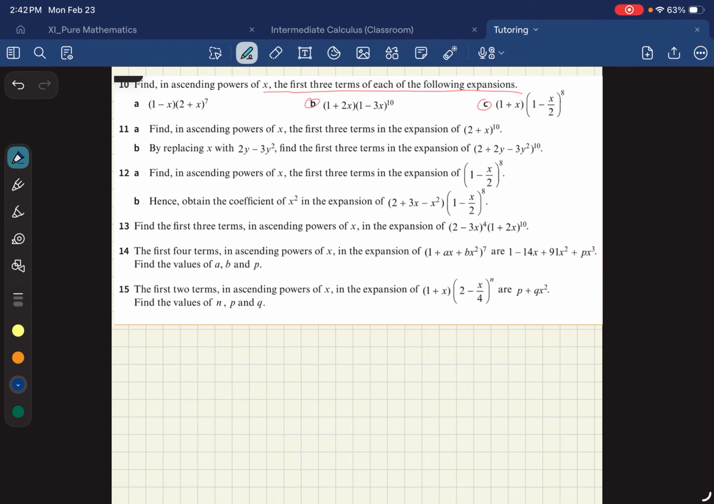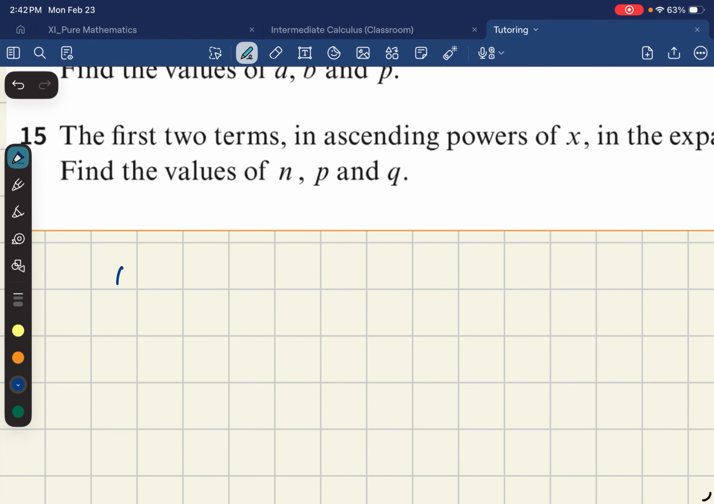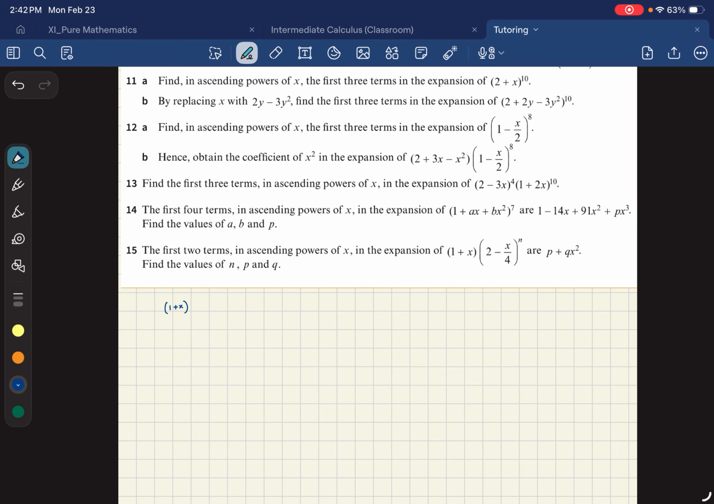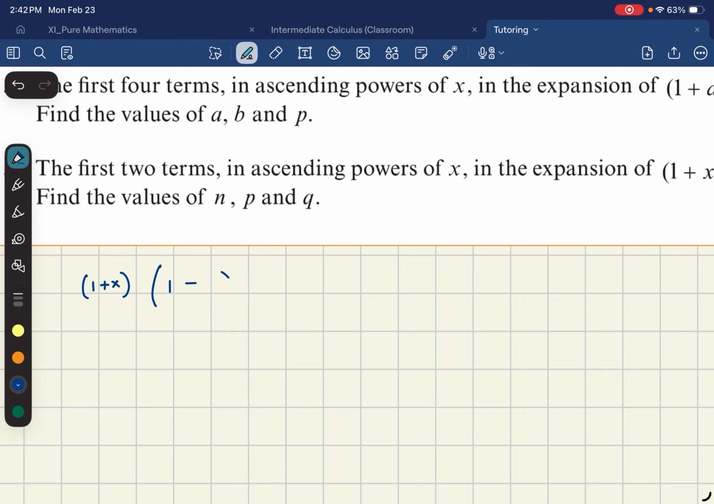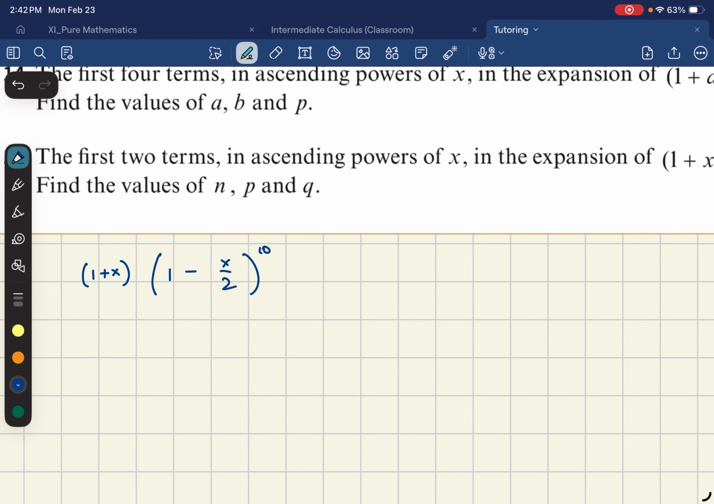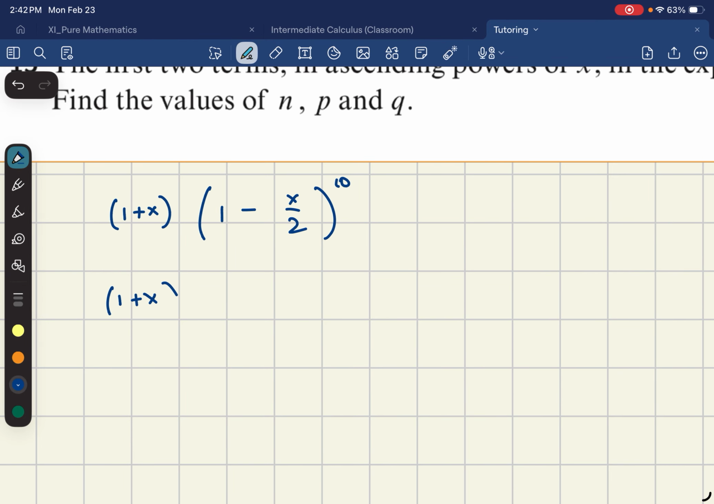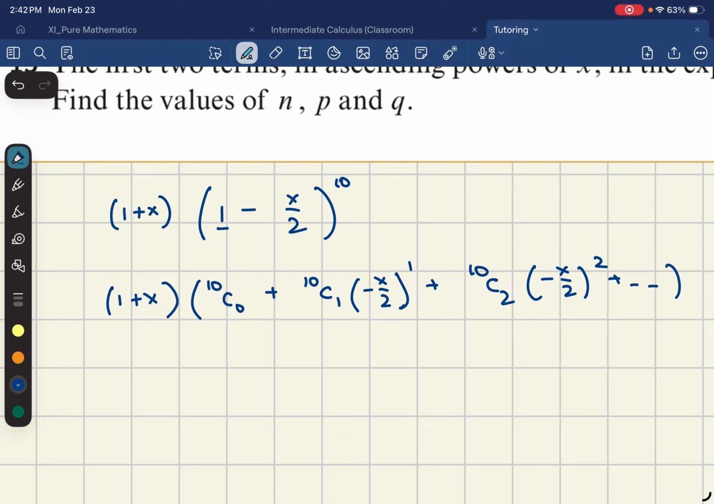Okay. So C. C is essentially the same thing. I have 1 plus x, and I want 1 minus x over 2 to the power 10. So I keep my first term, I expand the second term, and because it's 1 again, I don't really need to care about 1 to the power 10, 9, because that's always going to be 1. So I have 10c0 plus 10c1 minus x over 2 to the power 1 plus 10c2 minus x over 2 to the power 2, and so on.